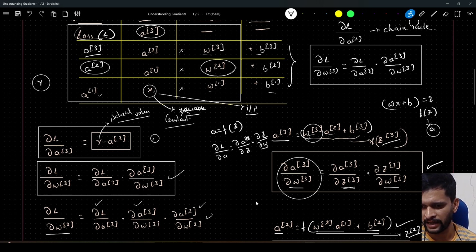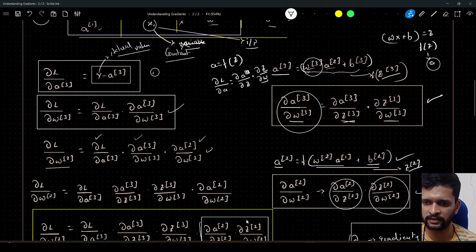So as we calculated the effect of change of W3 on A3, in a similar way, we can calculate the effect of change of W2 on A2. So that's what I have written here. The effect of change of weight 2 on A2 is given by a multiplication of the effect of change of Z2 on A2 multiplied by the effect of change of weight 2 on Z2.